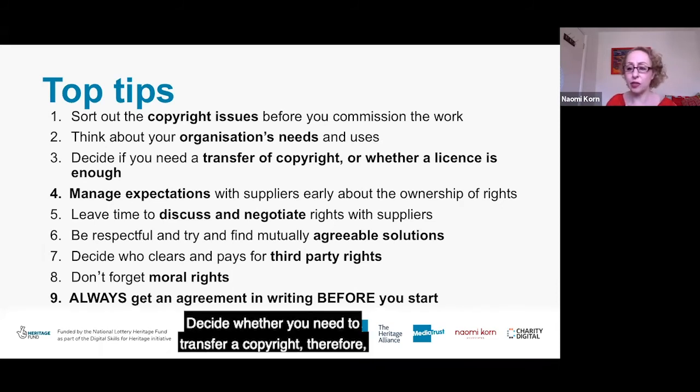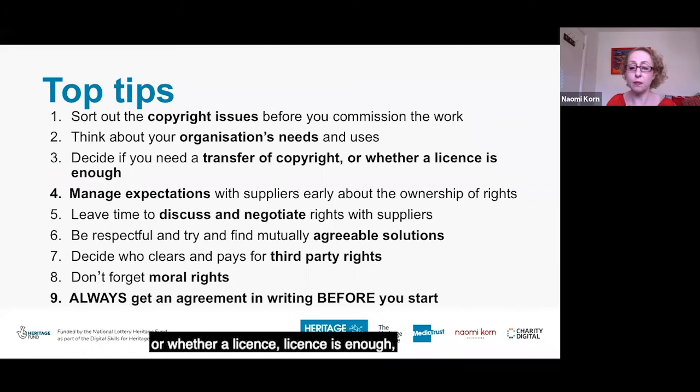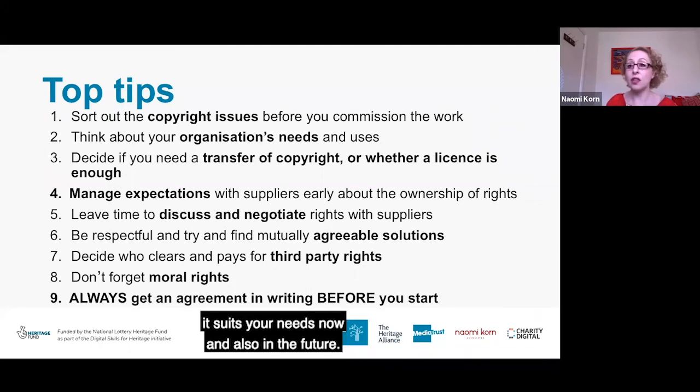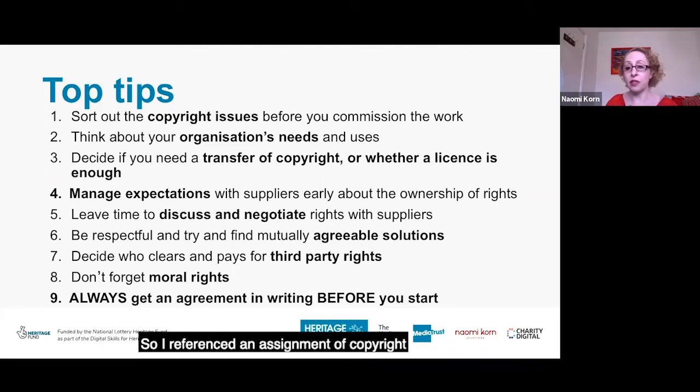Decide whether you need a transfer of copyright, therefore, or whether a license is enough, suits your needs now and also in the future. Think about whether you need a combination. So I reference an assignment of copyright also with a license back.